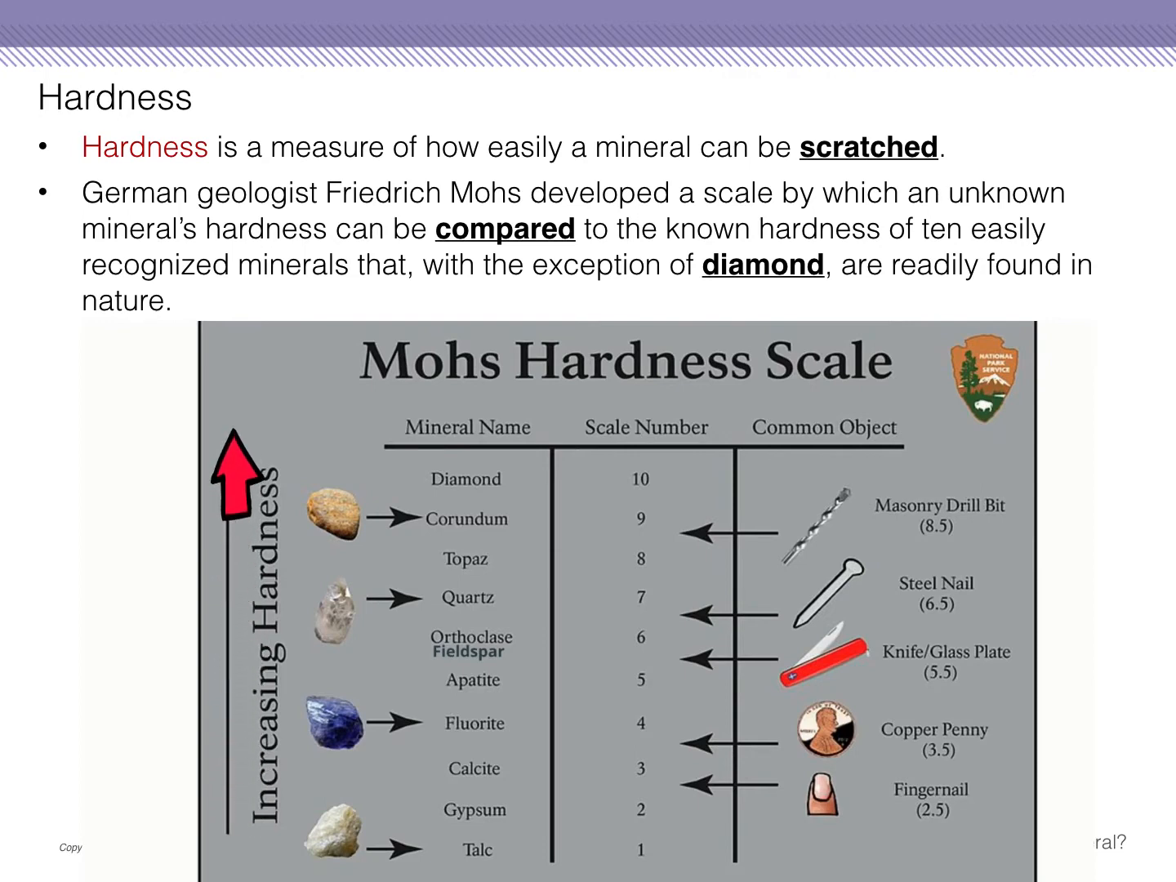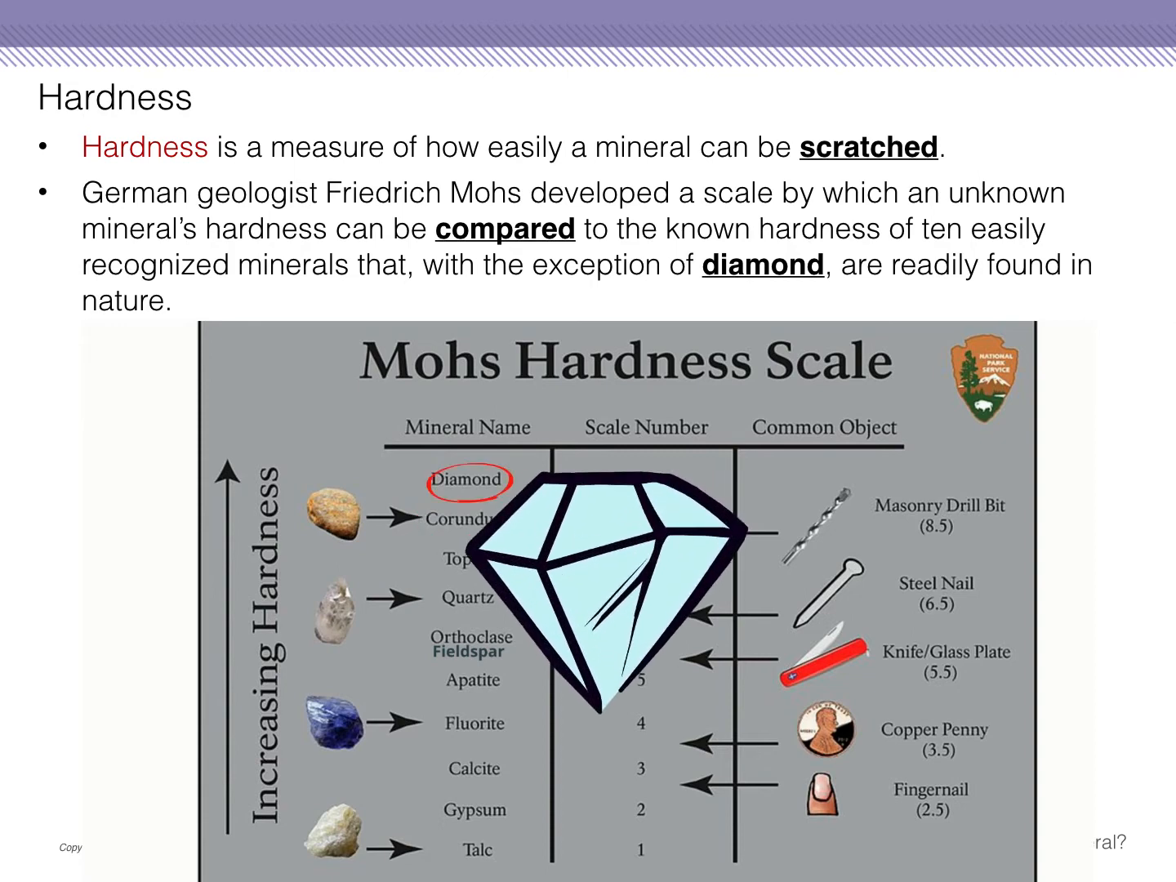At number 1, talc. 2 is gypsum. 3 is calcite. 4 is fluorite. 5 is apatite. 6 is feldspar. 7 quartz. 8 topaz. 9 corundum. And then the hardest is a diamond.